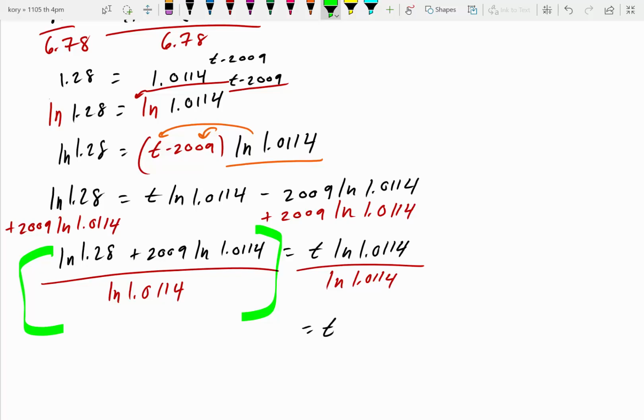All right, I'm going to show the calculator. So right here, that's the numerator, right? Just make sure you wrap each logarithm in parentheses. So parentheses ln 1.28, close the parentheses, plus parentheses 2009 ln 1.0114, close the parentheses, press enter, then divide that by ln 1.0114. And we get the year is approximately 2031.